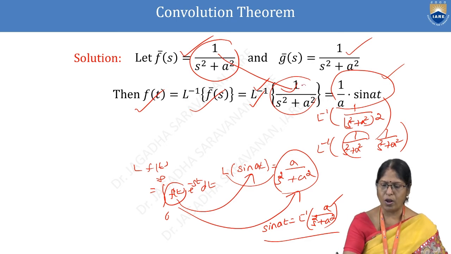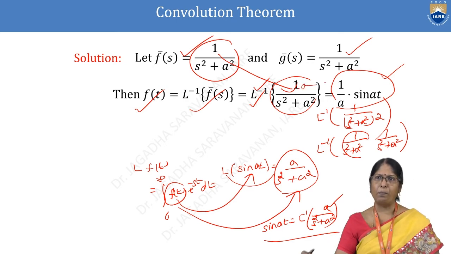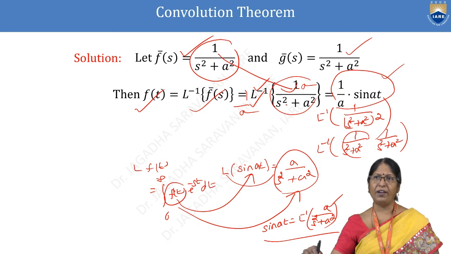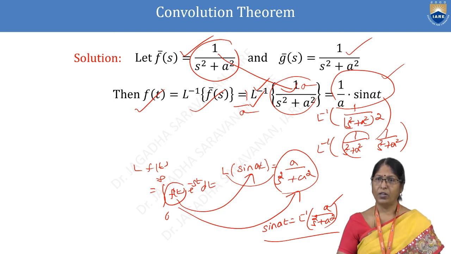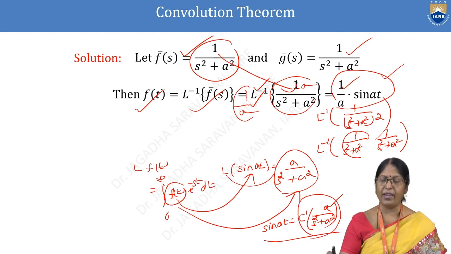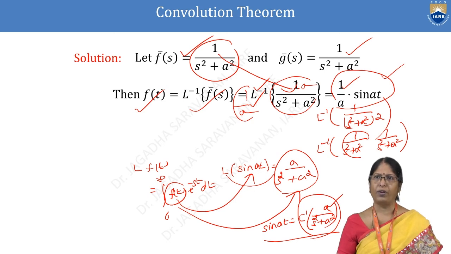So here I want to multiply by a, and to balance it we then divide by a. So we multiplied and divided by a, and this becomes 1 by a. Now it is completely in the format of our given formula, that is the elementary function sin at. Applying the inverse Laplace operator, L inverse of a by s square plus a square is nothing but sin at. That's what is written here.